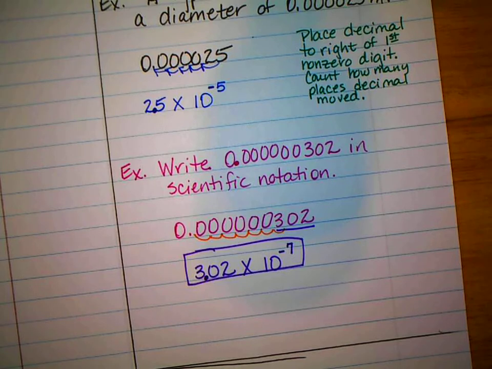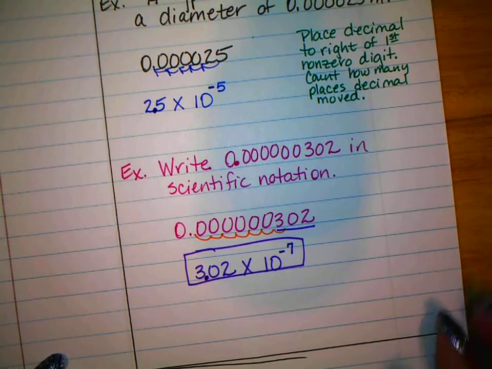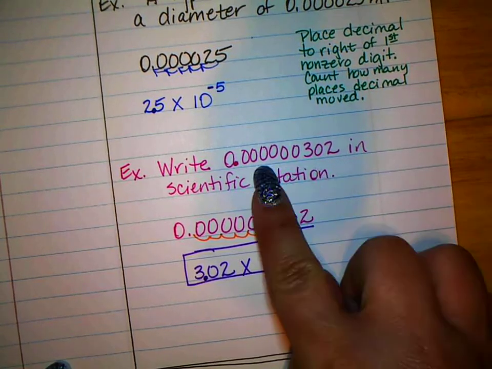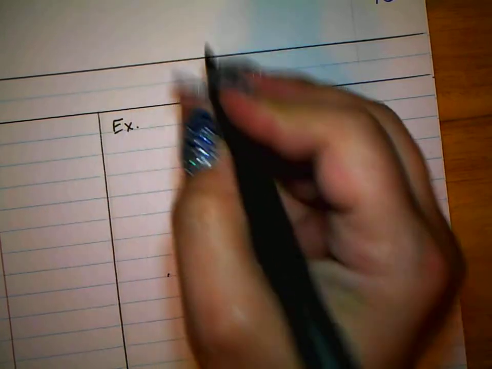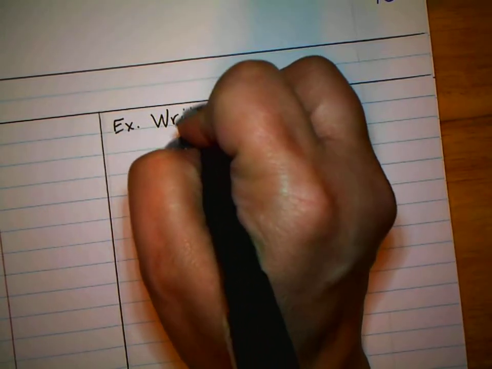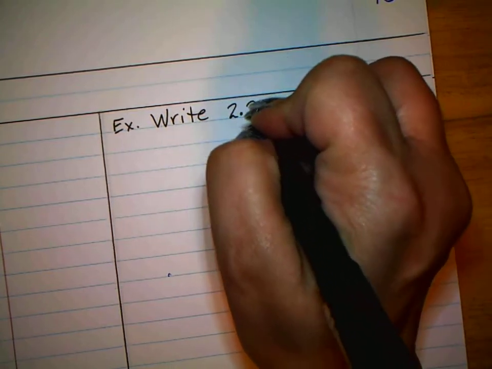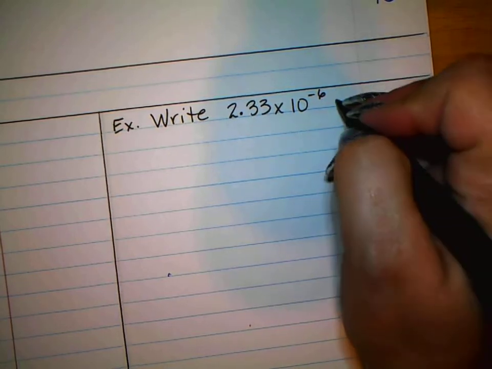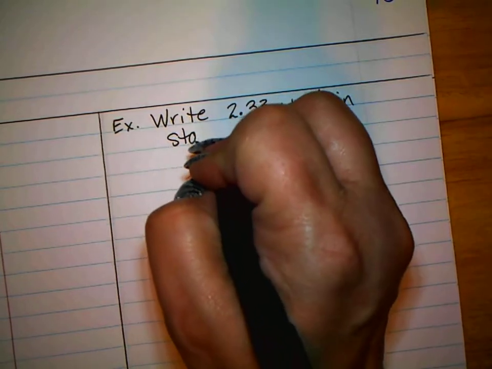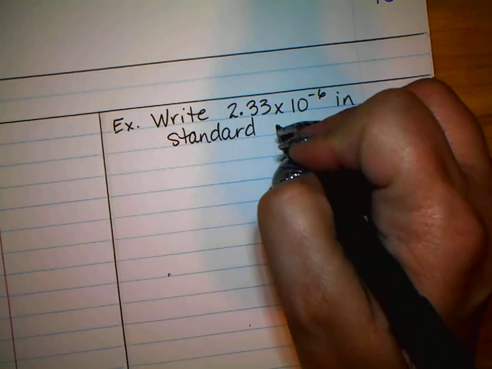And just like yesterday, if we write in scientific notation from standard form, we can write standard form in scientific notation. So here is our first example for this. Our number is 2.33 times 10 to the negative 6. And we want to write that in standard notation. Remember, standard notation is the way that we would normally write a number without any shortcuts.